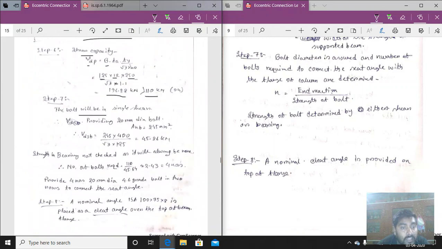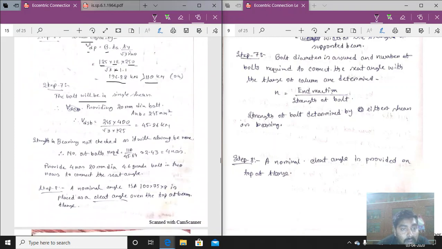When the bolt is in single shear, we provide a 20 mm diameter bolt, and the value is equal to 245, that we know. So for the bolt strength, we are getting the value 45.26 kilonewton. Now the strength of the bearing is not checked, as it will always be more, because bearing strength is always more than the shear strength.